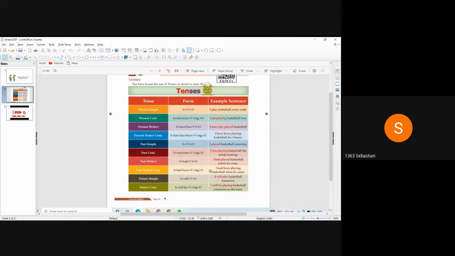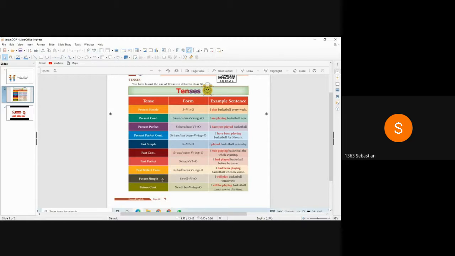Past perfect continuous tense. Usage: to indicate an action in the past that began before a certain point in the past and continued up until that point in time.